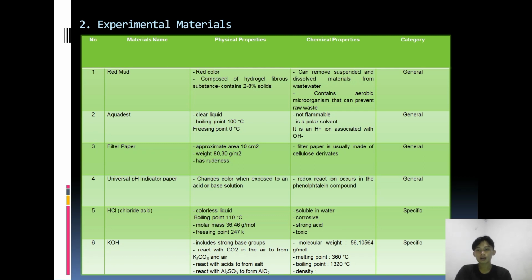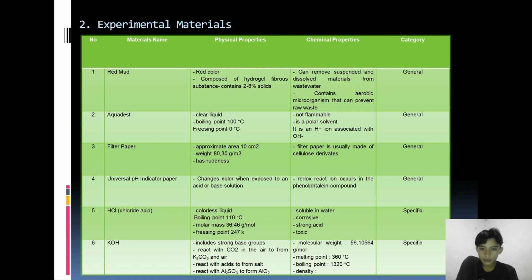Number 5, hydrochloric acid. Physical properties: colored liquid, boiling point 110 Celsius, molar mass 36.46 grams per mole, freezing point 247 K. Chemical properties: soluble in water, corrosive, strong acid, toxic. Category specific.